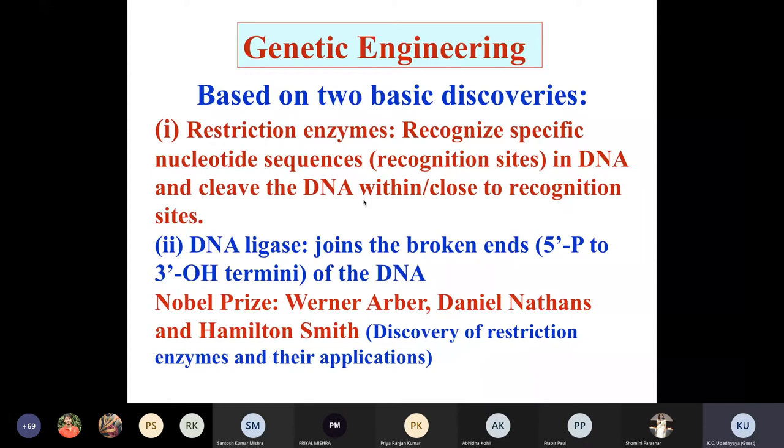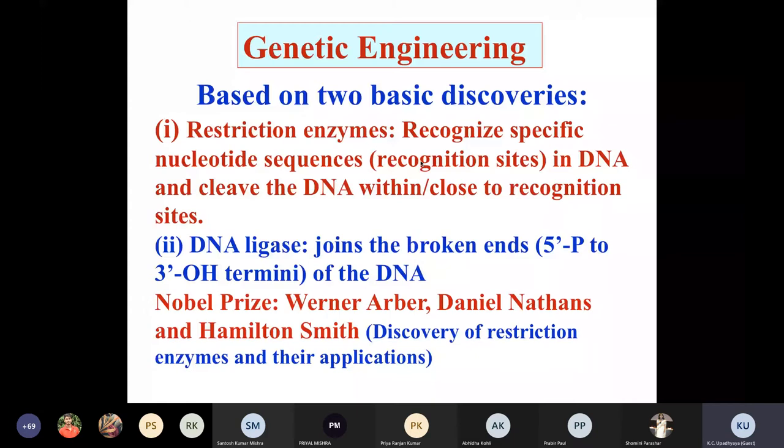So it depends on two basic discoveries. One is a restriction enzyme, which cleaves the DNA. It creates a 5' phosphate and a 3' hydroxyl, and there is another enzyme called DNA ligase, which joins the broken ends. If you have a 5' phosphate and 3' termini side by side, it just makes the phosphodiester bond. Three persons shared the Nobel Prize for this: Werner Arber, Daniel Nathans, and Hamilton Smith.